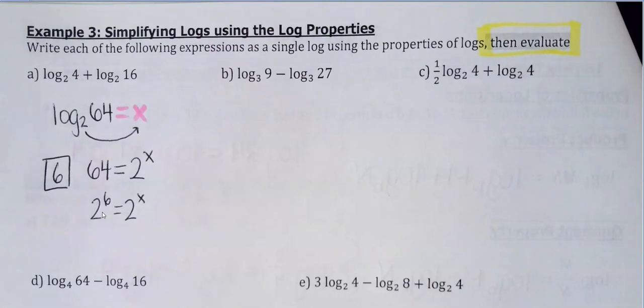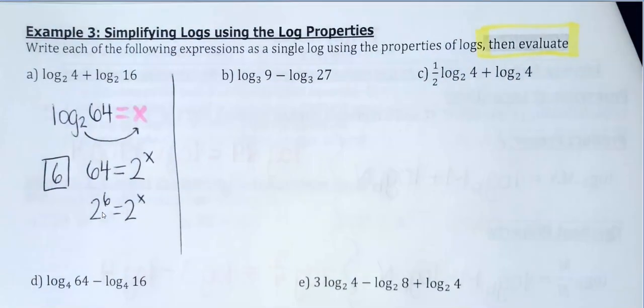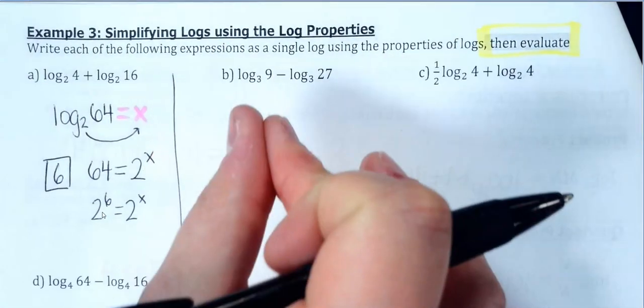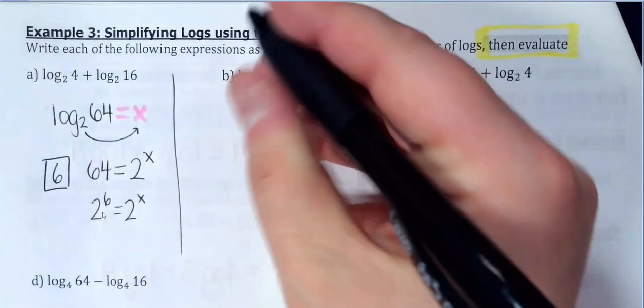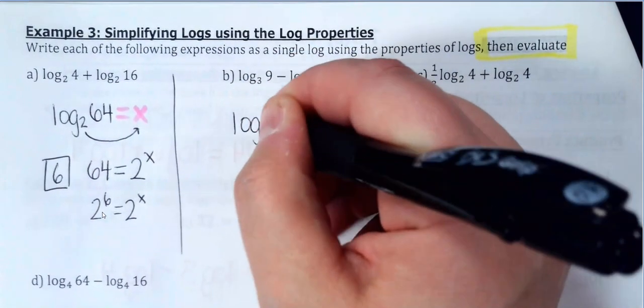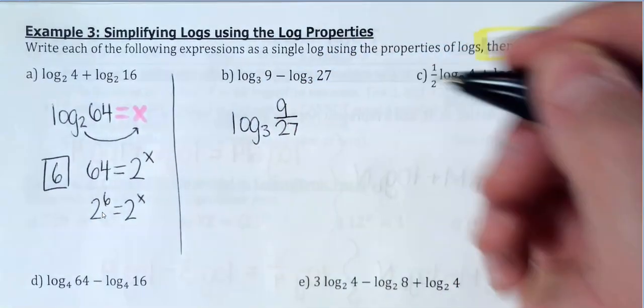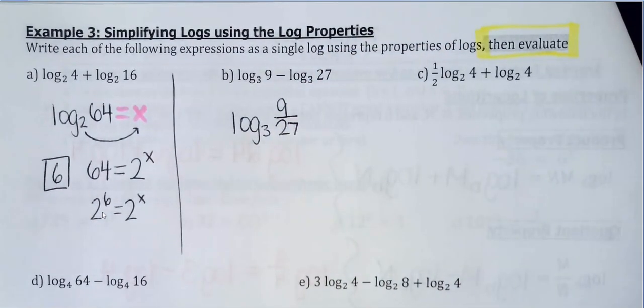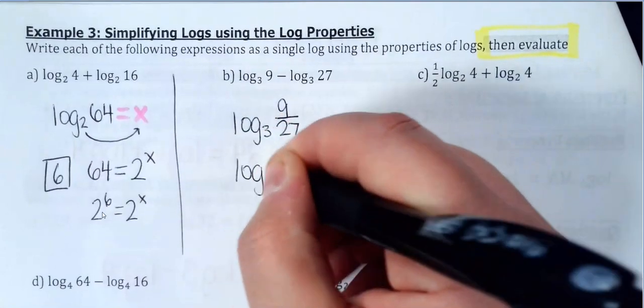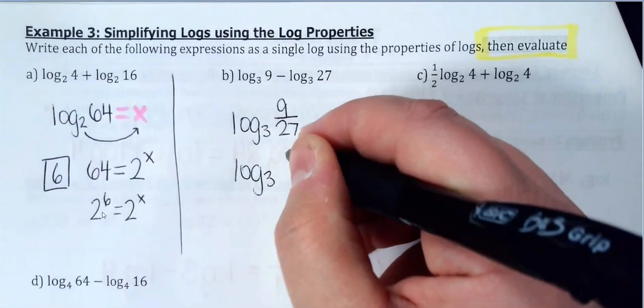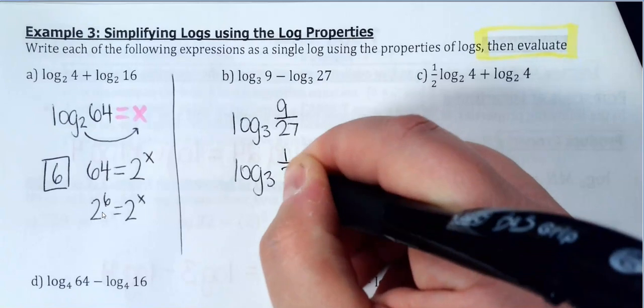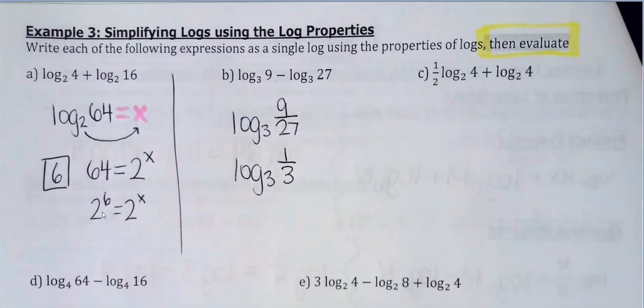Okay. I'm just going to do these real quick because I feel like we're running low on time. All right, if I squish these two together, this is subtraction. So subtraction turns into division, log base 3 of 9 over 27. And if you can, try to reduce that. Those are both divisible by 9. And so that fraction would reduce to just be 1/3.